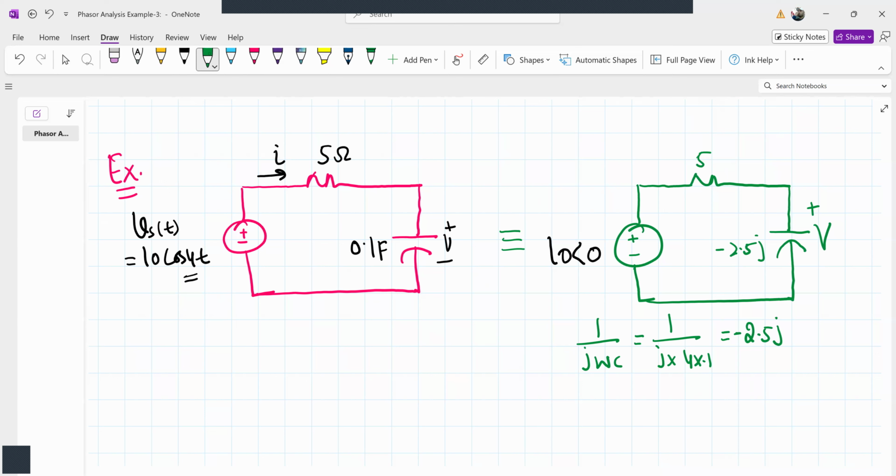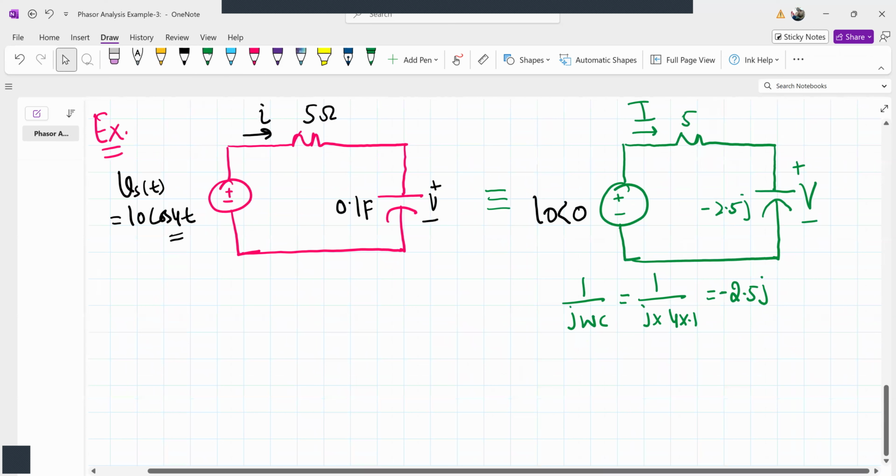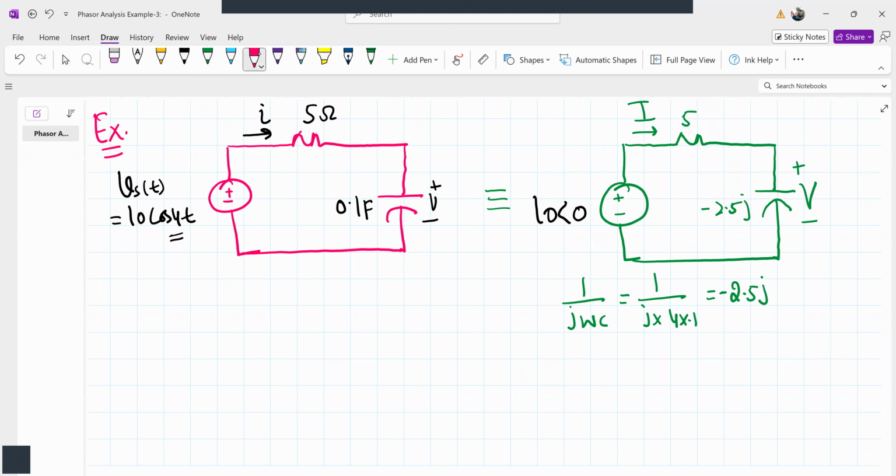Then we'll replace small v by capital V phasor and small i by capital I. Again, we'll use the voltage division rule. Why? Because there are two impedances connected in series here. So simply we'll follow the voltage division rule. So V will be simply equal to the impedance of the element, minus 2.5 j, divided by the total impedance, that is 5 minus 2.5 j, multiplied by the source voltage. Source voltage is 10 at an angle of 0.